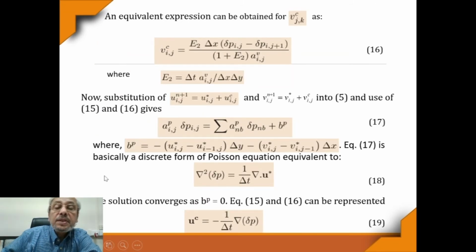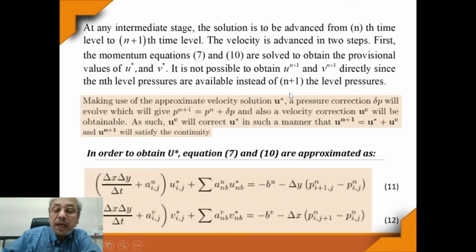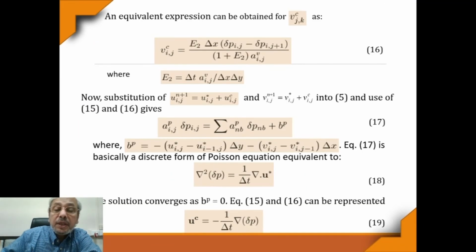Now this U velocity correction and V velocity correction, if we add them to the U star and V star, which we have provisionally calculated, the star quantities using the nth level pressure, because only that pressure was available. The n+1th level pressure was not available. So we have found the star quantities. Now, if we add the correction terms to the star quantities, we are likely to get velocities at the level n+1.